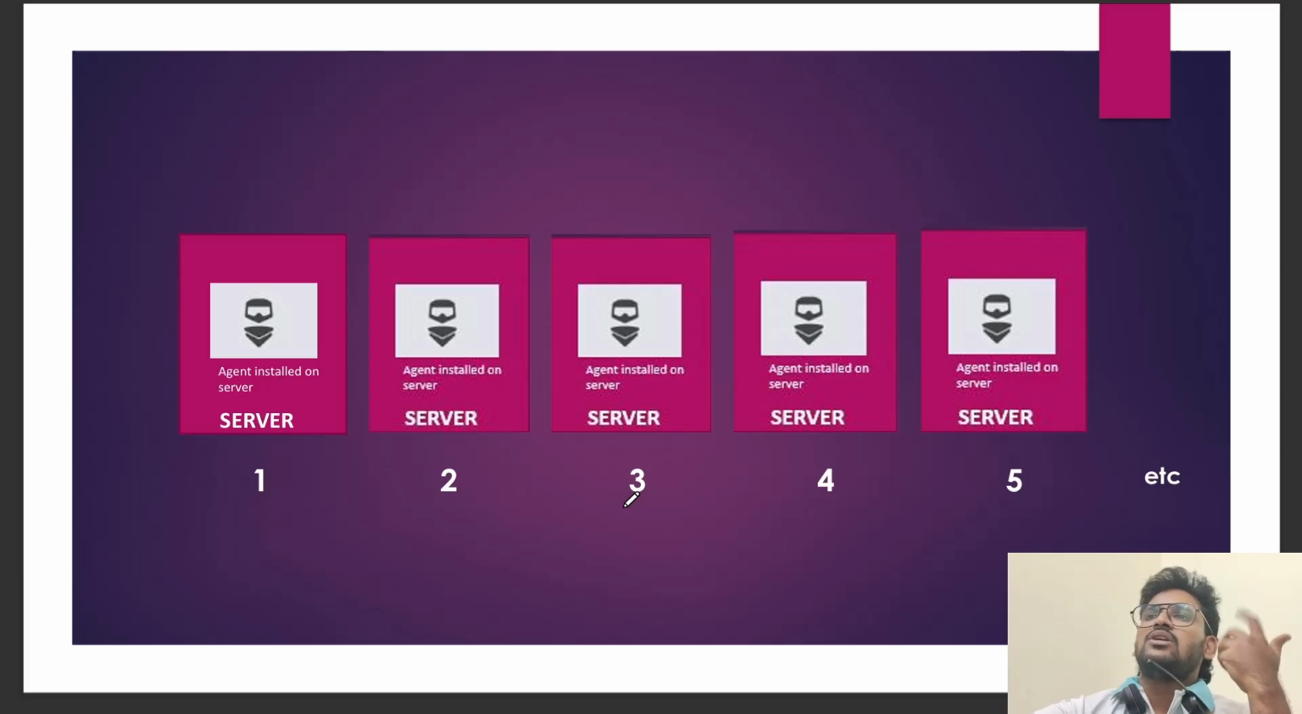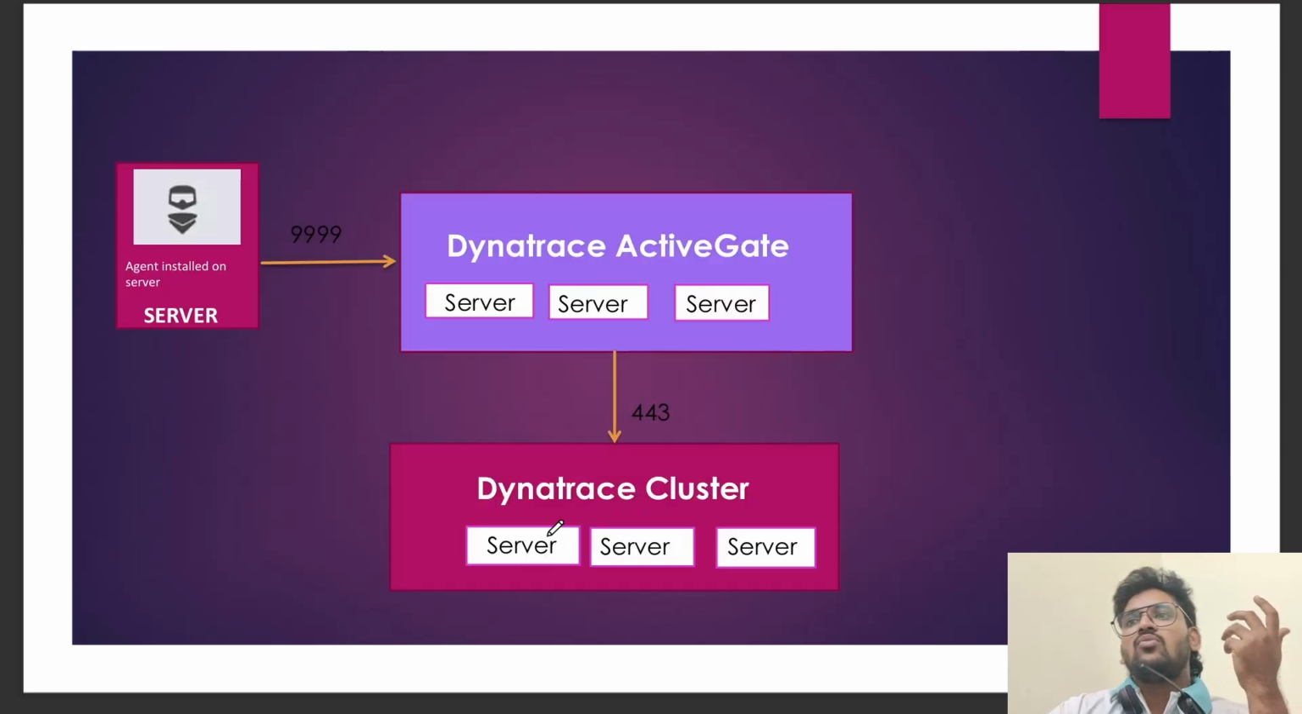If we have multiple servers, like I showed here, thousands of servers, we could not send directly to the Dynatrace cluster. It would hang and shut down. So we have to send to the Dynatrace ActiveGate. Many ActiveGate servers will be there. It will get the data, compress it, and then send it to the Dynatrace cluster.